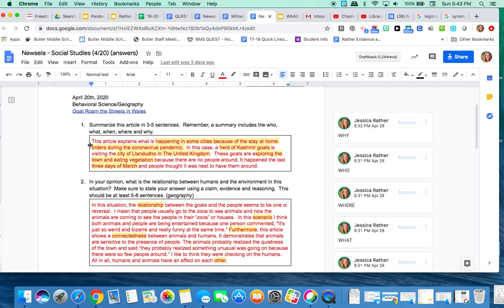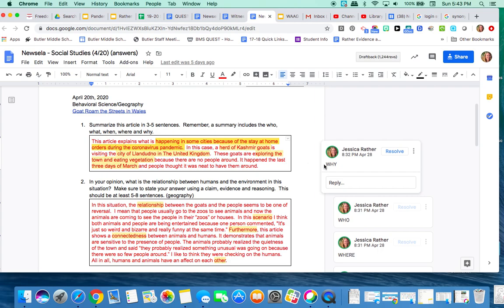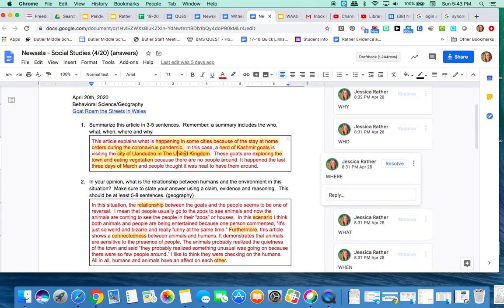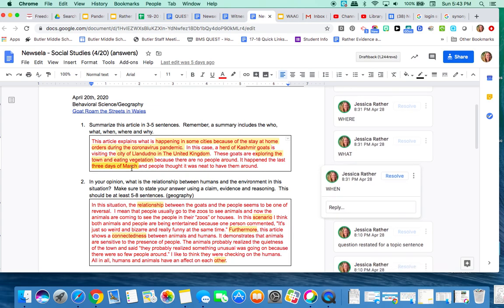As I looked at this, I focused on the main skill. The first one was summarize this article in 3 to 5 sentences. We need to remember that a summary includes the who, what, when, where, and why of what's going on in the article. Really getting it into 3 sentences would be plenty. So if you notice now, I went through and I wrote out the answers, and you can click on each one and I'll show you, well, this is the why. You can see the who, where, what, and when. So when I read your summaries, I'm looking for those 5 specific things. Did you get the main idea when you summarize the article?